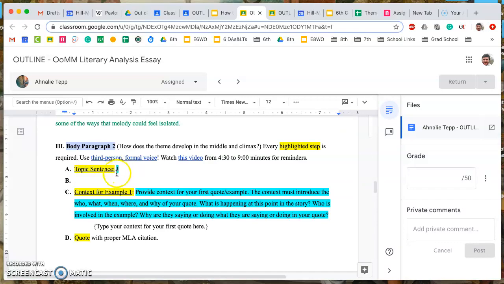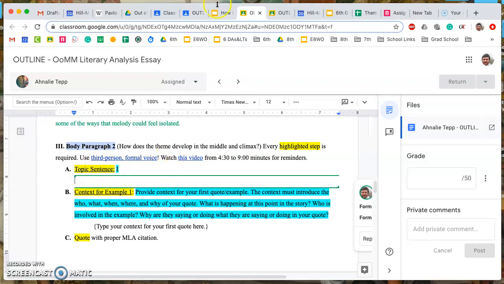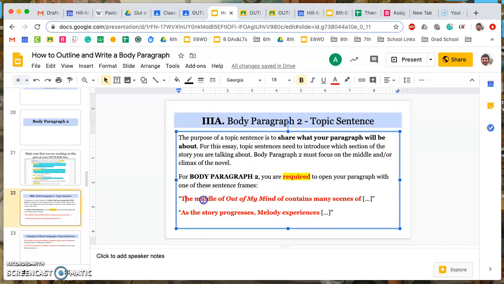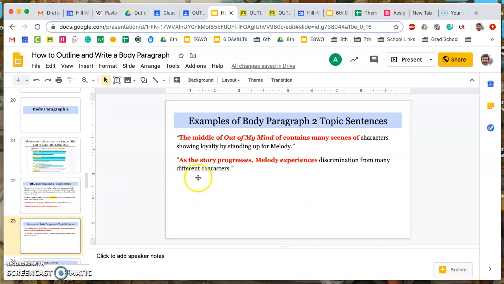For this one, you'll put the topic sentence where the topic sentence belongs, and in this case, again, there are sentence frames that you have to use for the topic sentence. You'll use one of these two sentence frames from the slide. And there are some examples of using those sentence frames.